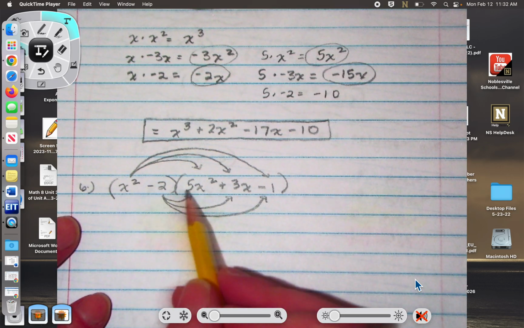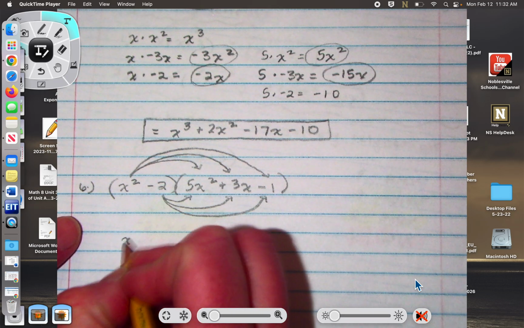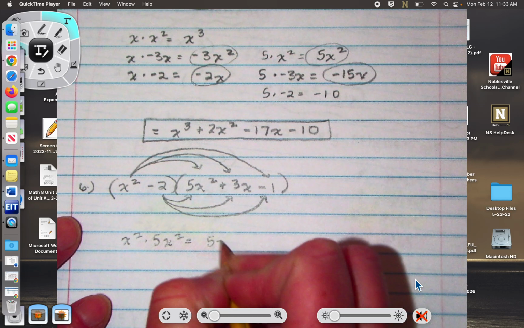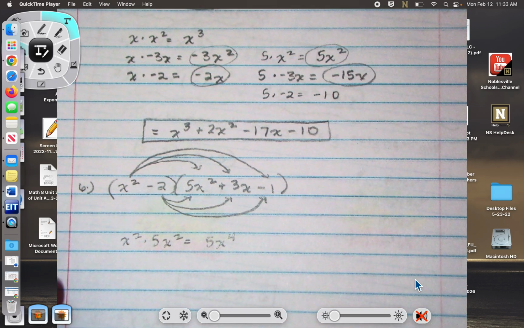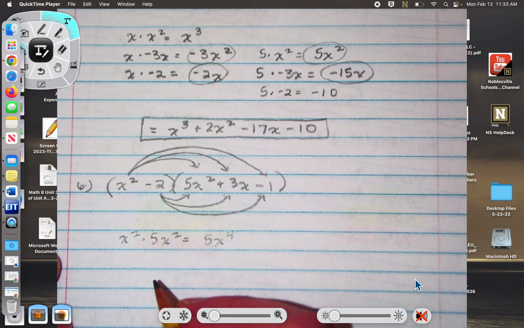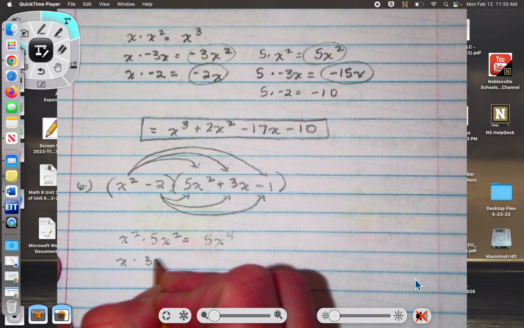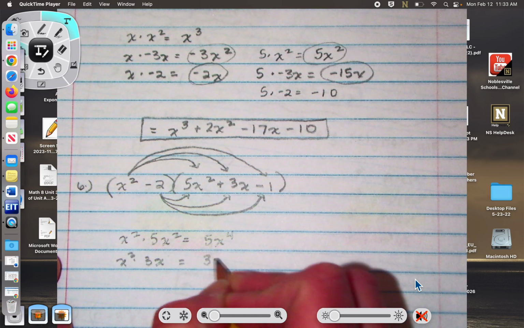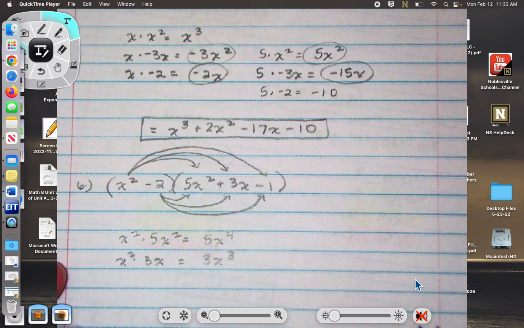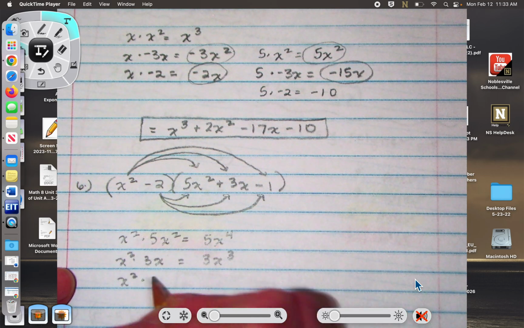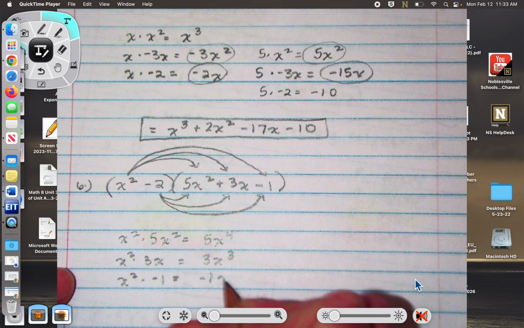Okay, so my first term is going to be x squared times 5x squared. So I'm going to have 5x to the fourth. X squared times 3x equals 3x to the third. And then x squared times negative 1 gives me negative 1x squared.